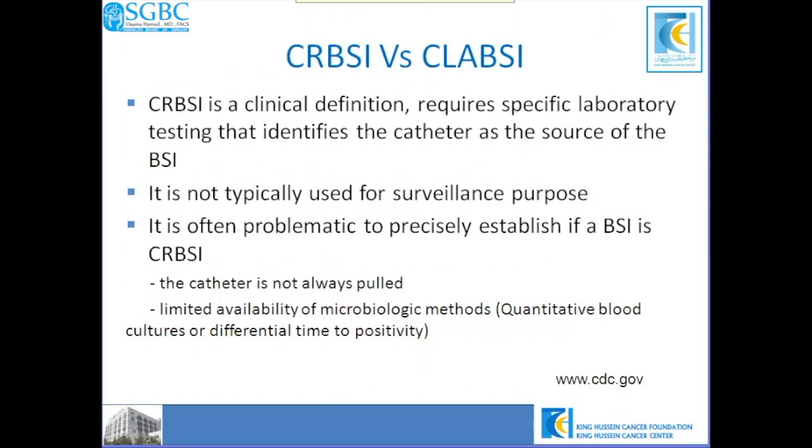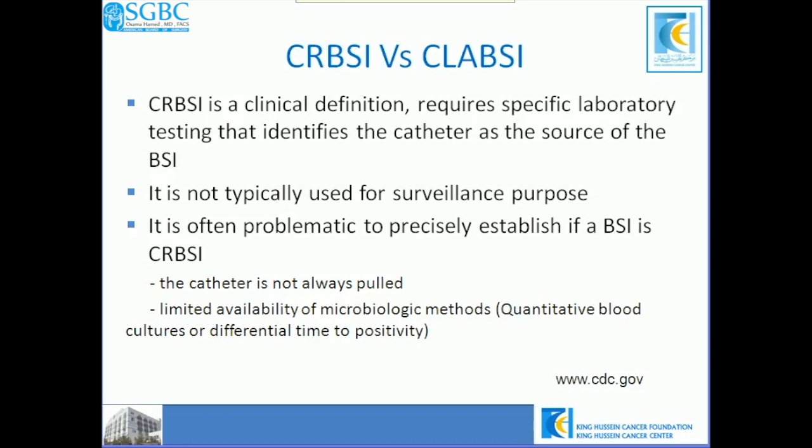CRBSI is a clinical definition that requires specific laboratory testing, blood cultures, that identify the catheter as the source of the infection. So you have to have a positive culture of the tip of the central line to call this CRBSI. This is not what we use for surveillance or data reporting purposes, because a lot of times we think we have a catheter-related bloodstream infection, but we don't take the catheter out. The patient has difficult access, is unstable, and needs the central line. So this definition is very specific and needs specific criteria.